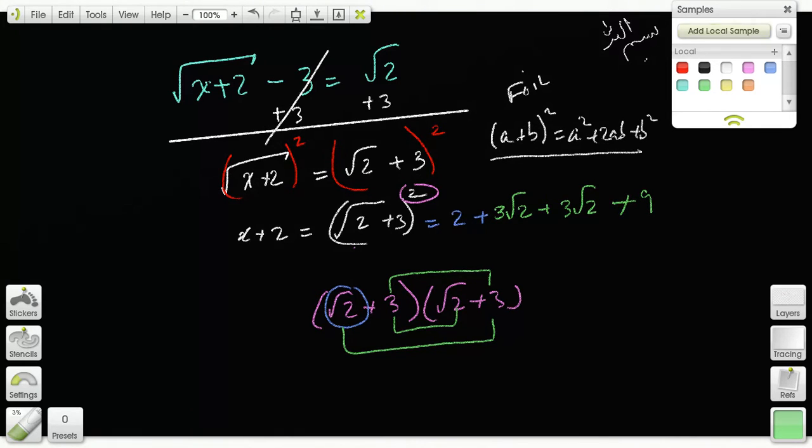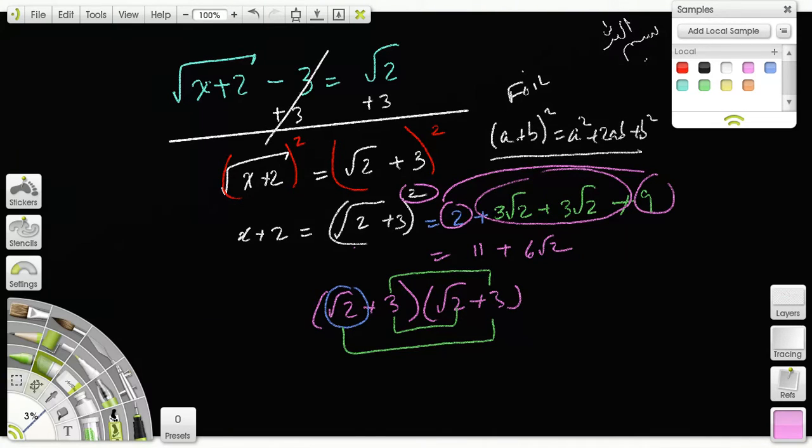9, right? Okay, now these are like terms, right? So these two are like terms that can combine. And these are like terms that can combine, right? So that's 11 plus 6 square root of 2, correct? You follow? How'd you get 2 in the first?